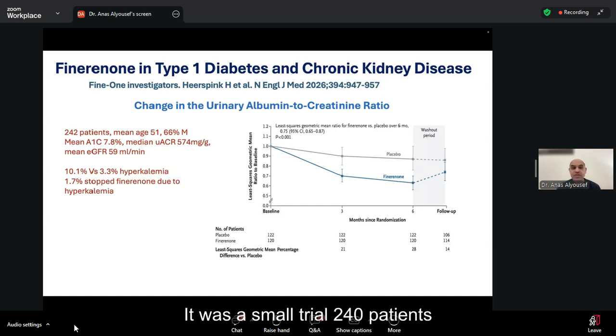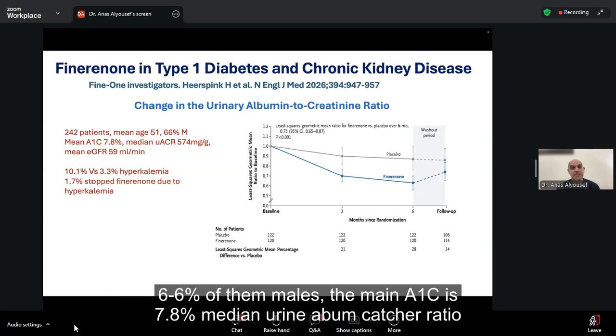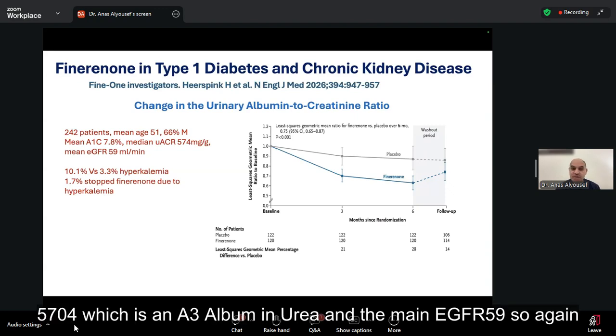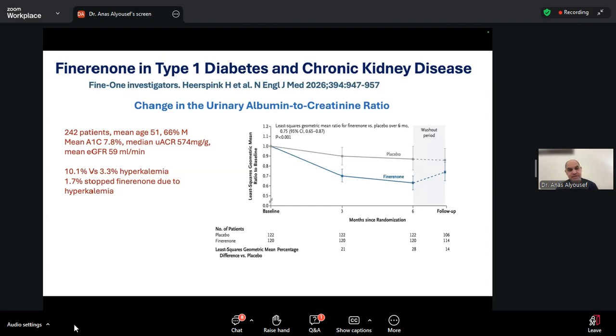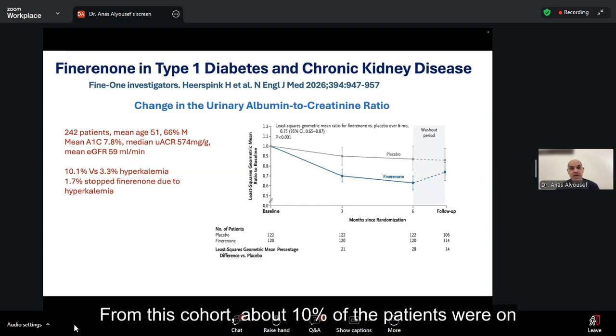It was a small trial, 240 patients, mean age of 51, 66% of them males. The mean A1C is 7.8%, median urine albumin creatinine ratio 574, which is an A3 albuminuria, and the mean eGFR 59. So again, these are CKD stage 3 patients.